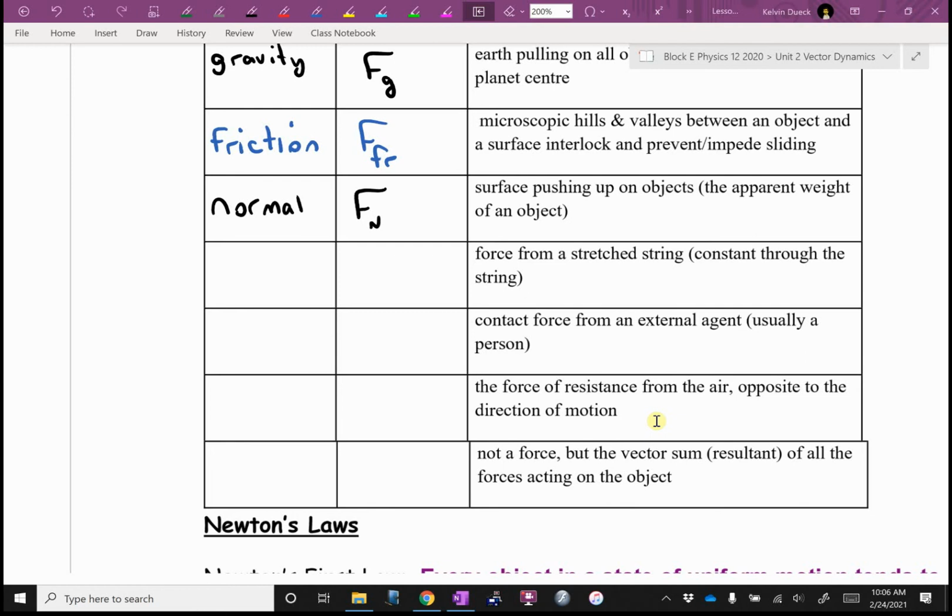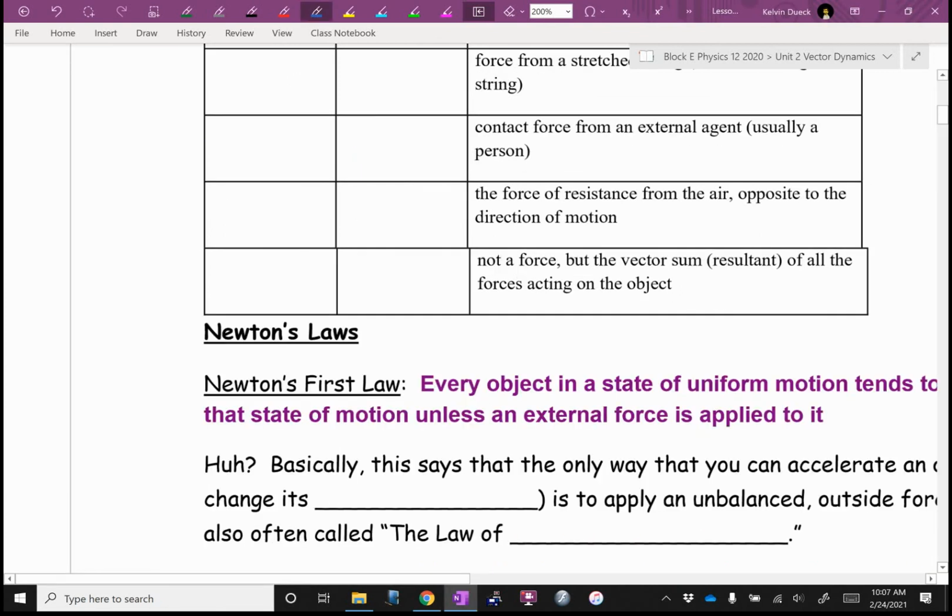And in fact, that's what the astronauts on the International Space Station feel. If you ever listen to an astronaut on the International Space Station, they'll always use the term microgravity. That's their way of saying, look, we know gravity is up here. We don't feel it because we don't feel a normal force. Hey, what was the force from a stretched string that was constant throughout the string? Like you're feeling right now?